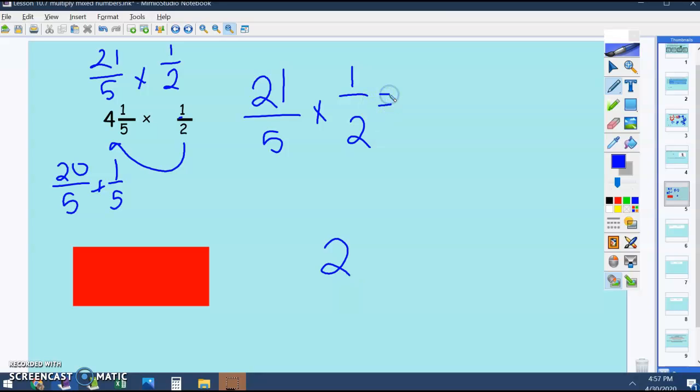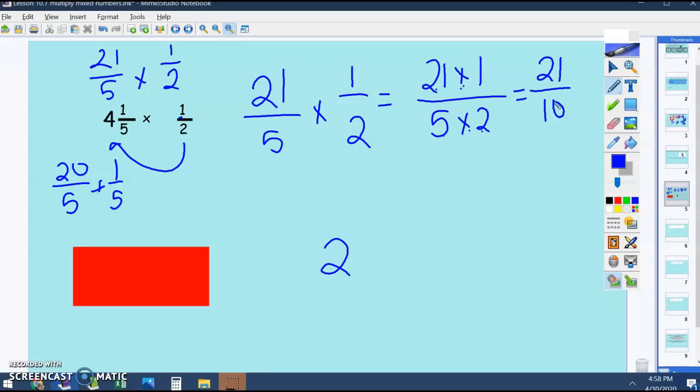All right, so I'm going to write 21 times 1 over 5 times 2. And I'm going to look at these numbers and ask myself, do any of these numbers have a connection? Can 21 be divided by 5 evenly? No. Can 21 be divided by 2 evenly? No. And 1's not going to change anything. So I'm just going to multiply straight across. 21 times 1 is 21. Now I'm going to use my denominators. 5 times 2 is 10.